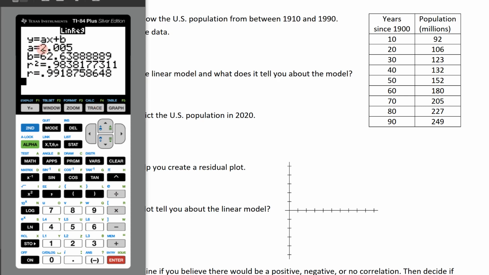On this one right here, it's 2.00 for the slope, but that's a 5 right there, so that means we're going to bump this up one. So this is going to be 2.01.